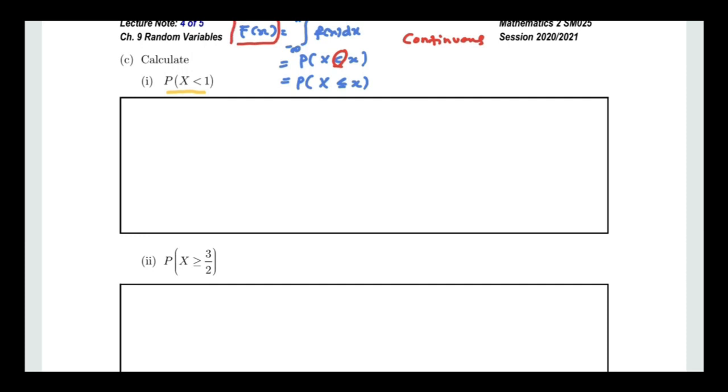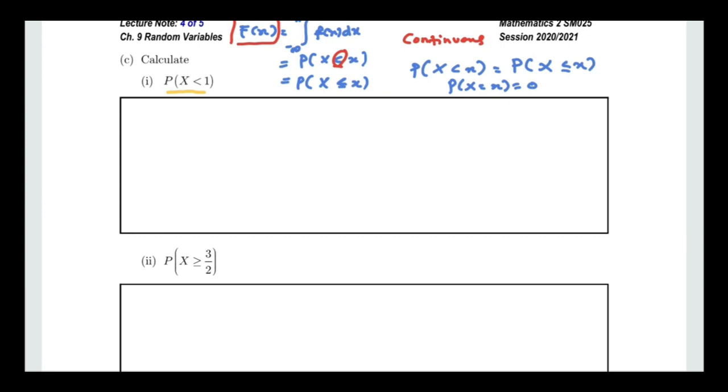Why are these two things equivalent? Why should P(X < x) be equal to P(X ≤ x)? Because P(X = x) equals 0. Since this is the area that we have to find, for X equals x, it actually doesn't give you any area, so that's why it's equivalent. Less than or less than or equal is just equivalent.